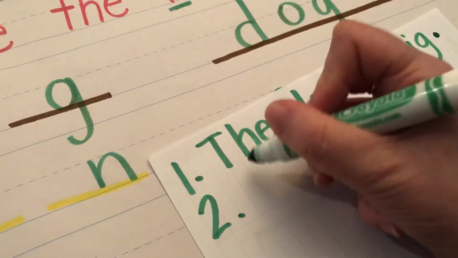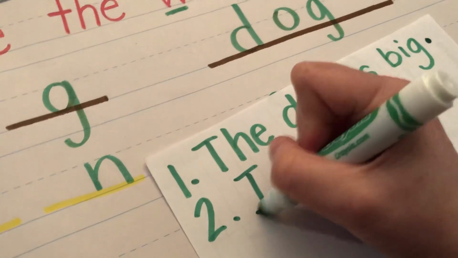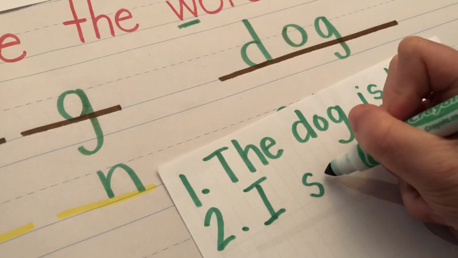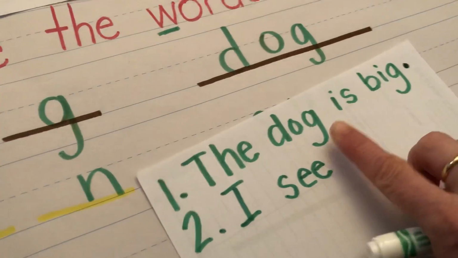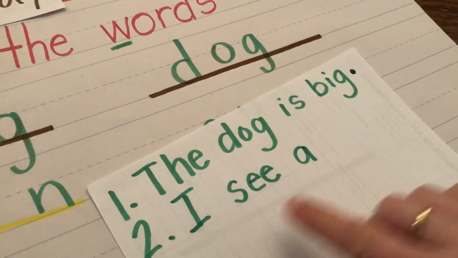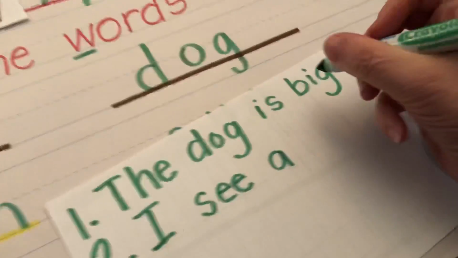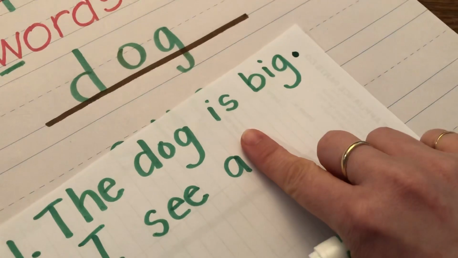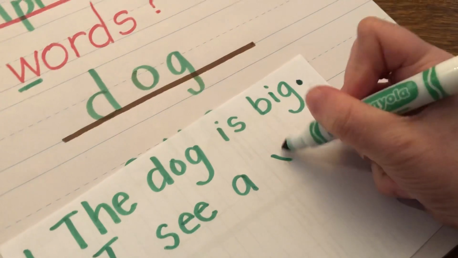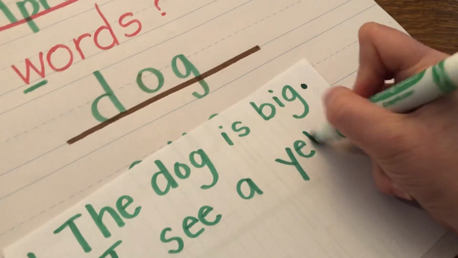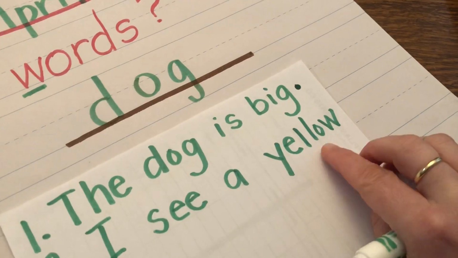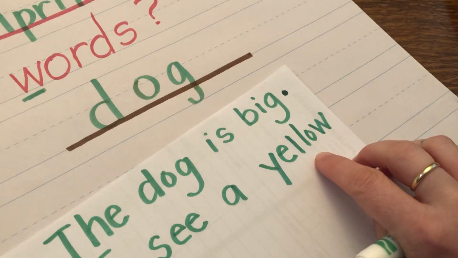So let's write the sun. How about I see a yellow sun? That's pretty easy to sentence, starting with I, capital letter, 1-finger space, C, S, E, A, it's the letter A by itself can be a word also. I see a yellow. I love the word yellow because it's my favorite color. So yellow, Y-E-L-L-O-W.